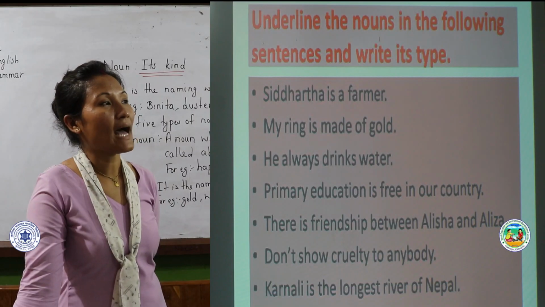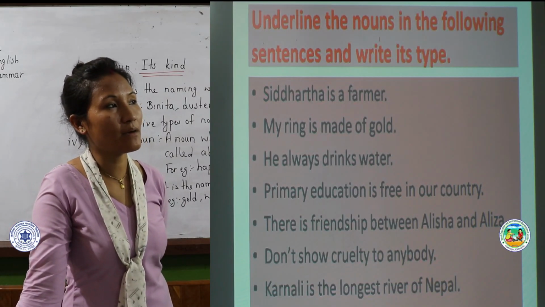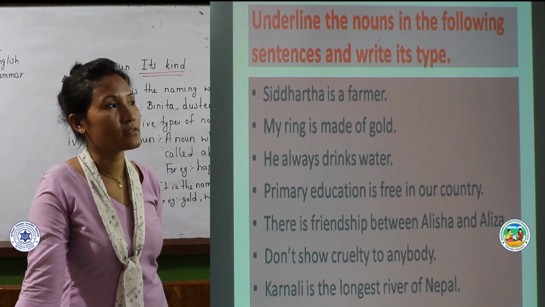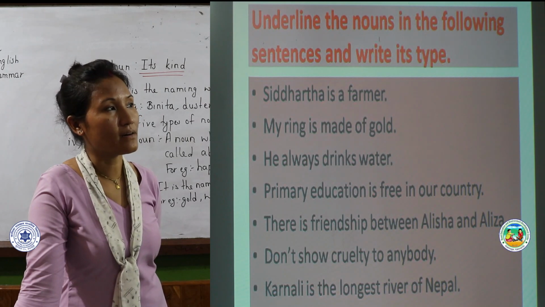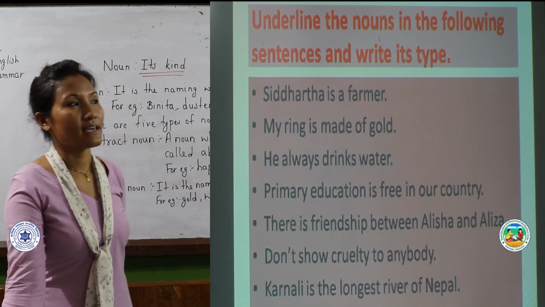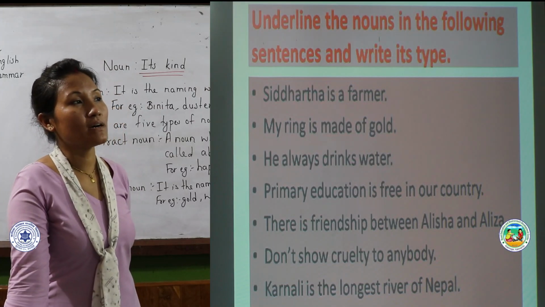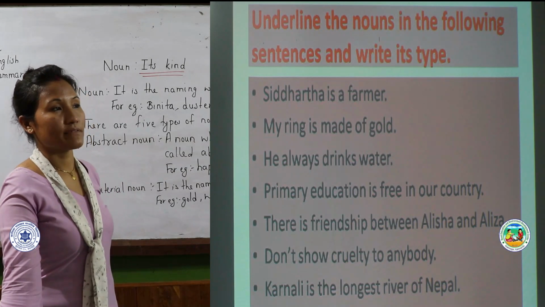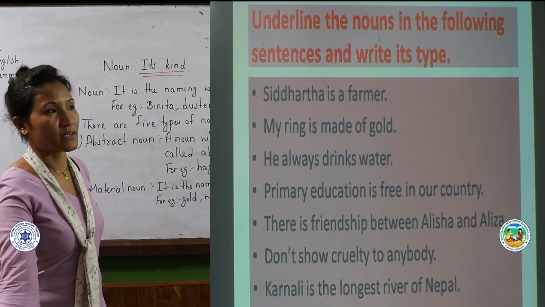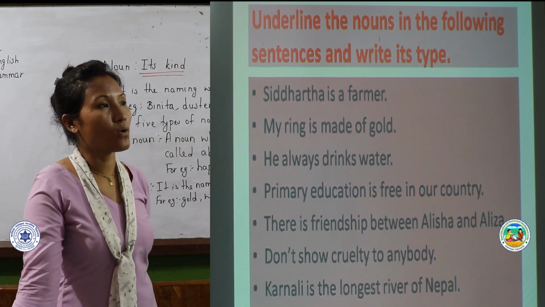For a clue, I will tell the answer of the first. Siddhartha is a farmer. There are 2 nouns, that is Siddhartha and farmer. Siddhartha is a proper noun and farmer is a common noun. In this way, you have to write down in your notebook. Now, next number, my ring is made of gold.